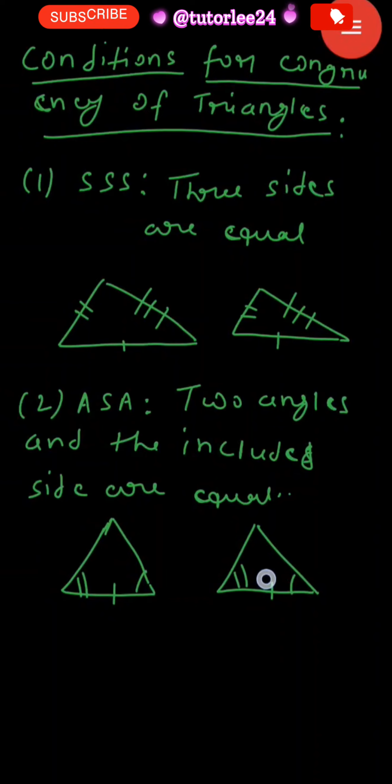So if they are proved congruent, it means the other angle is also equal. So this angle is also equal, and this side, this side, this side, this side are also equal to each other.